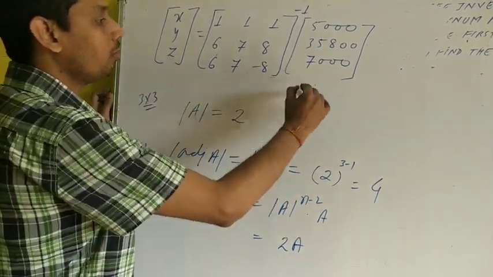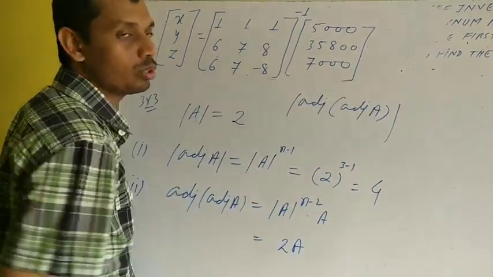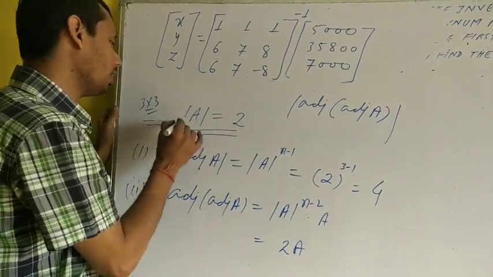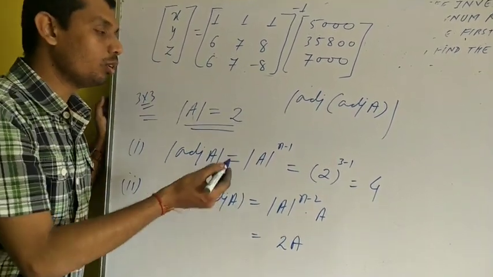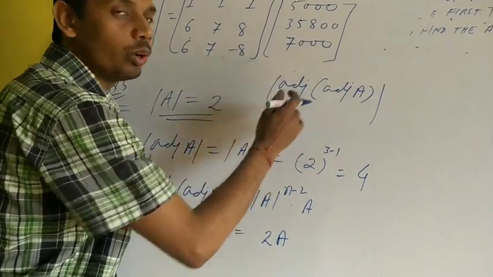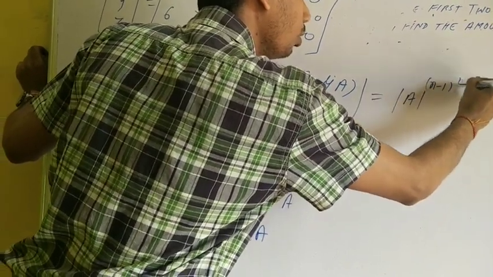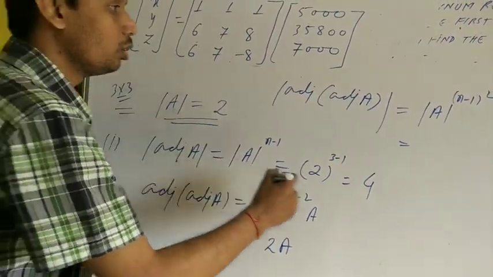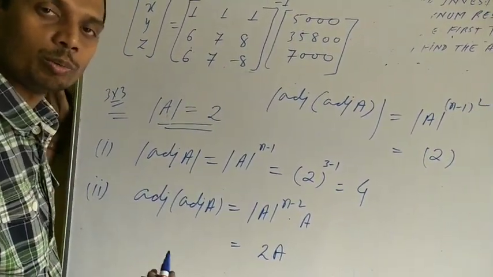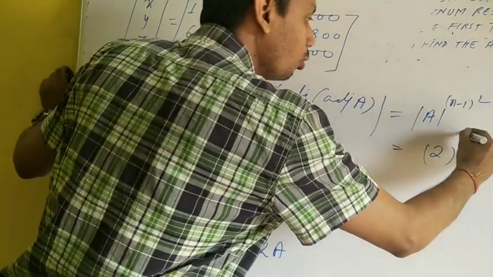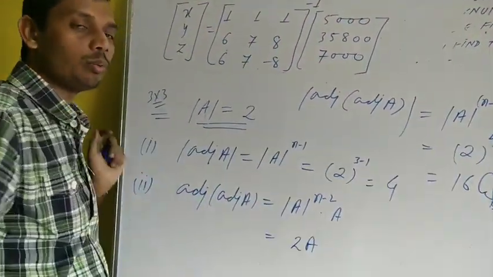At the same time, suppose this question comes: the value of determinant of adjoint A, and the condition is given that determinant A is 2 and A is a square matrix of order 3 cross 3. What will be the value of determinant of adjoint A? Again we have discussed the property. This equals determinant A to the power n minus 1, whole square. So 2 to the power n minus 1, where n is the order of the matrix. 3 minus 1 equals 2, and square of 2 equals 4. So 2 to the power 4 is 16. That is the required answer.